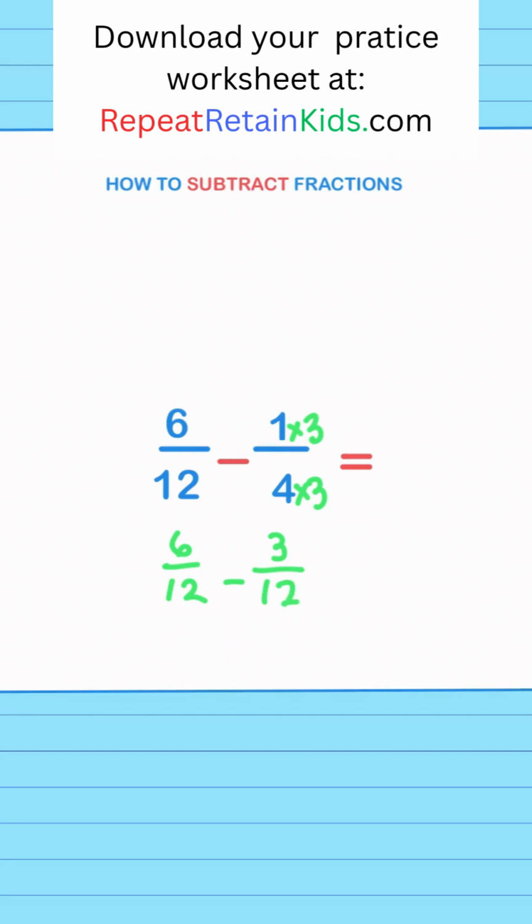And now you can see we have the correct denominators, which means we can go ahead and minus our numerators. So we're going to go 6 minus 3 equals 3. And remember, we don't minus the denominators. That just stays the same. Oops, let me get my pen. 12. Let me just fix this equal sign here.